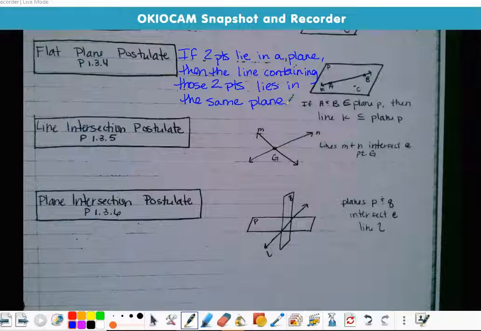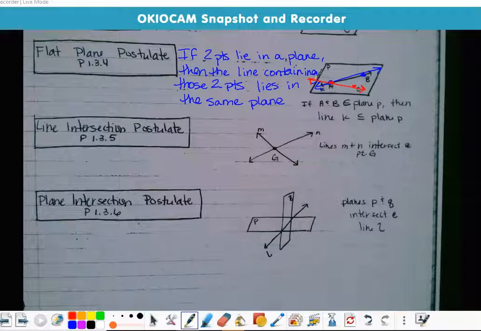So if the 2 points lie in a plane, so let's say, again, like A and B are in this plane, okay? The line that connects those is in the same plane. That's all that's saying. This is stuff that you genuinely already know, but we have to give it a name. Just like A and C lie in this plane, if we connect those with a line, it is in the same plane as the points. Make sense? Okay. All right.